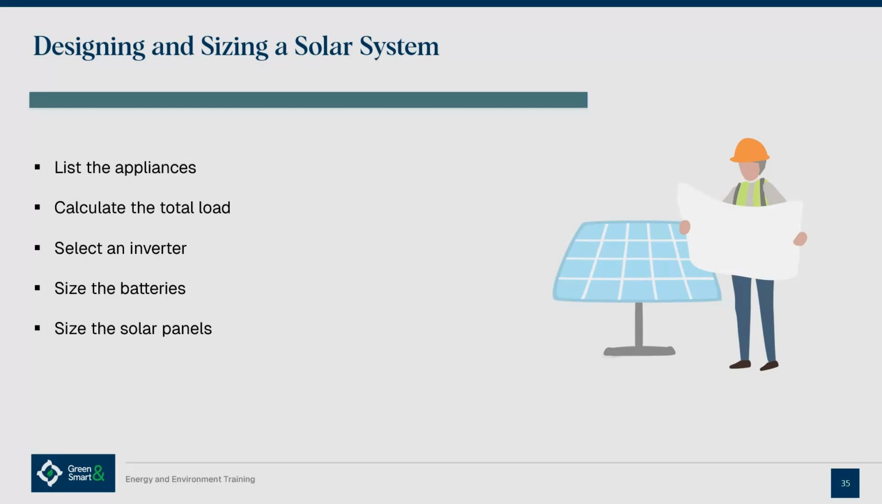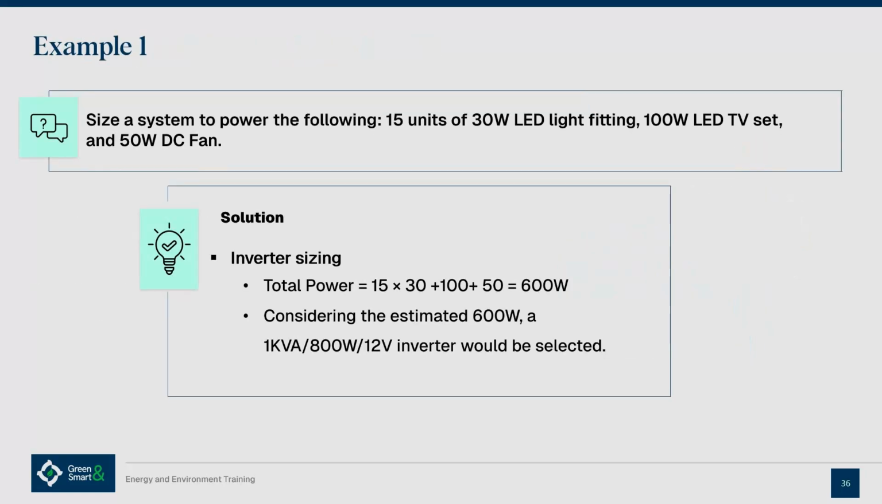Size the solar panels. Panels must be able to recharge the batteries daily, so we calculate how many watts of solar are needed to supply the required charge current. Let's walk through a simple example. Suppose we want to power 15 LED lights at 30 watts each, a 100-watt TV, and a 50-watt fan.